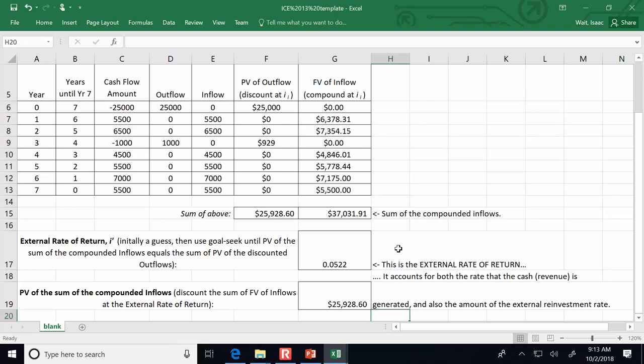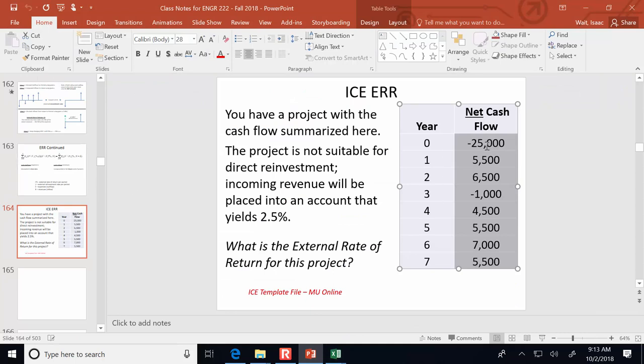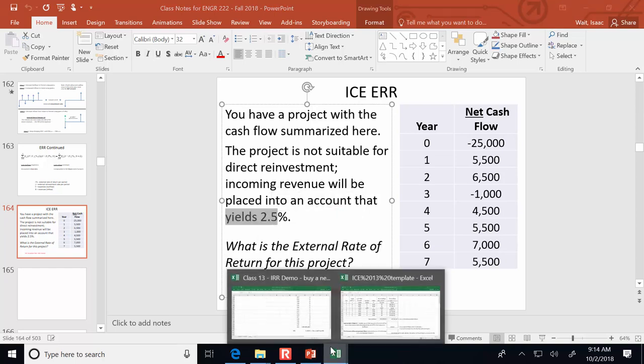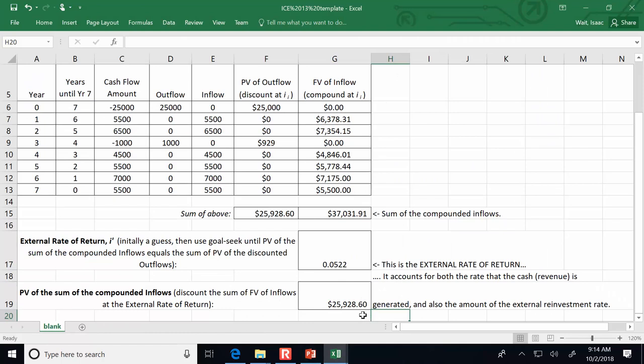So the external rate of return in this case, what we were doing was making some outlay, then we got revenue, then we had to pay a little more, then we got more revenue. So the external rate of return, taking into account how quickly the cash was being generated and the effect of its reinvestment, was 5.22%.